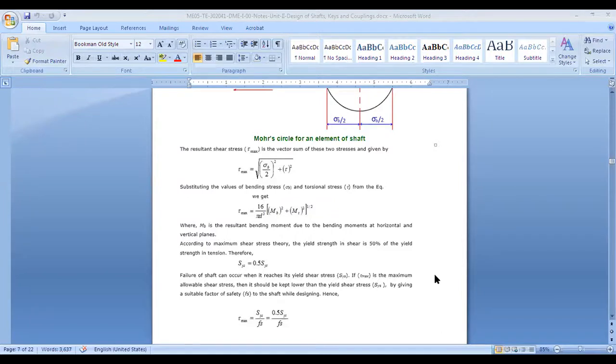If we are going to use maximum principal stress instead of principal shear stress, it will be 16 upon pi d cube into Mb plus root of Mb square plus Mt square. So the only additional term is Mb, along with root of Mb square plus Mt square. We use that when using the maximum principal stress theory.